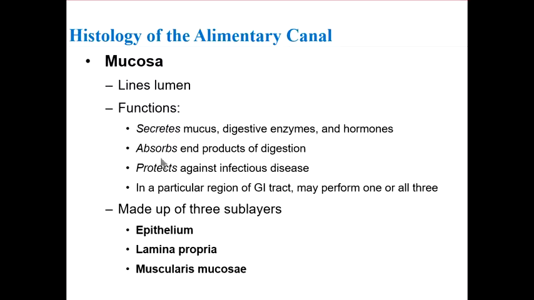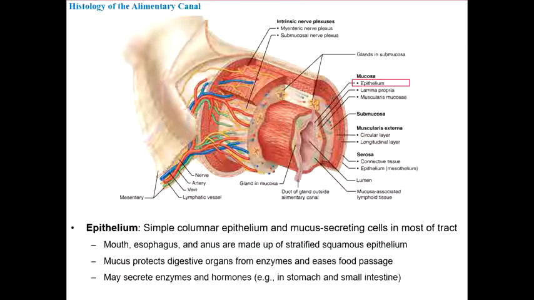And just depending where we are in the alimentary canal, a particular region may perform just one of these, or all 3 of these. So the mucosa is made up of sublayers. Let's go through these 3 sublayers individually.